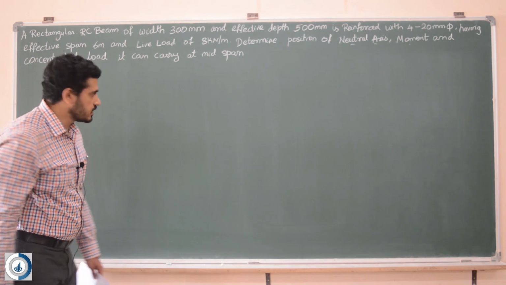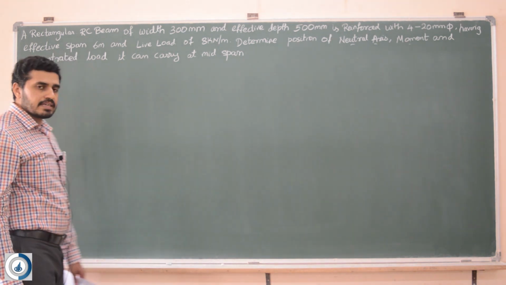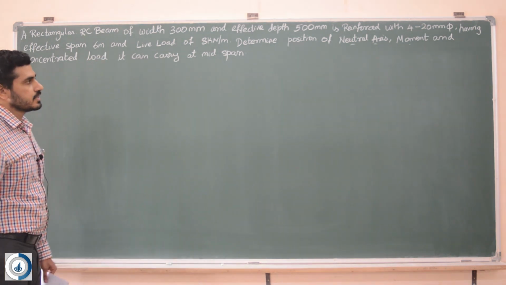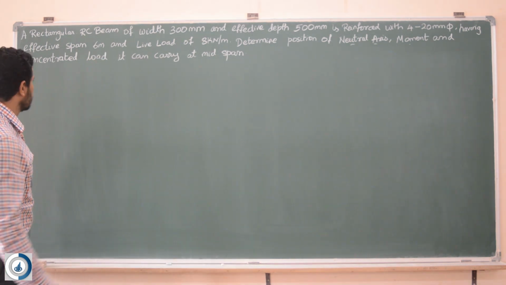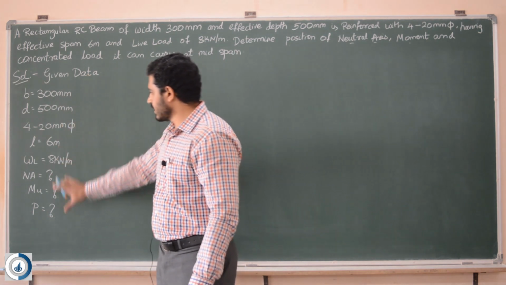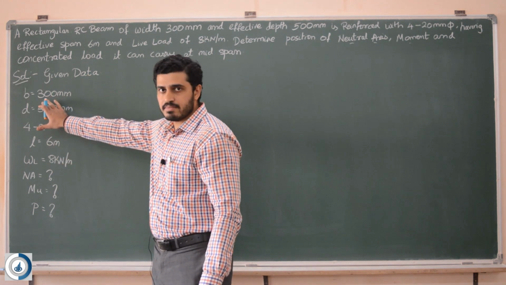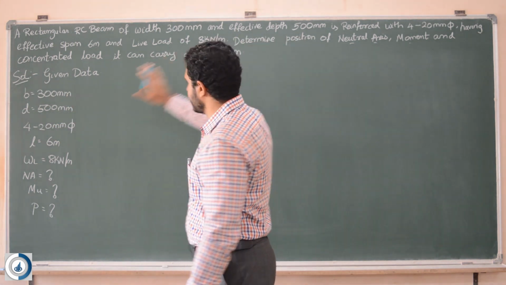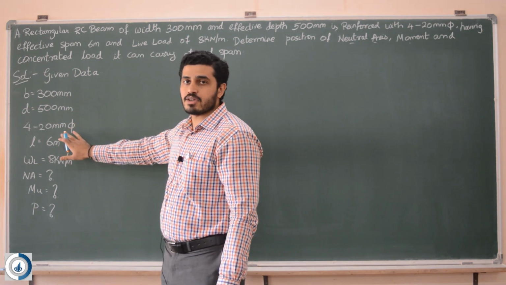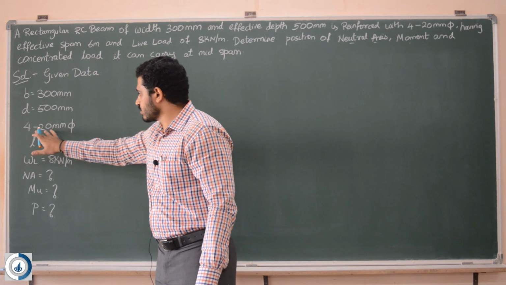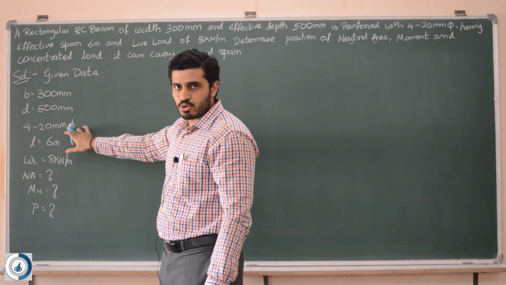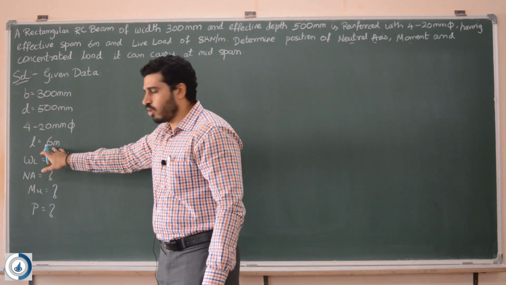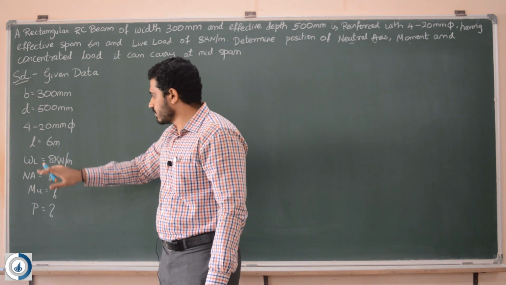We'll start the solution, and as usual in my RCC problems, first we write down our given data, all the parameters given to solve the problem. First they have given the width of beam, 300 mm, then the effective depth, 500 mm, then the quantity of steel, 4 bars of 20 mm phi, also known as diameter. Then the effective span, small l, is 6 meters.